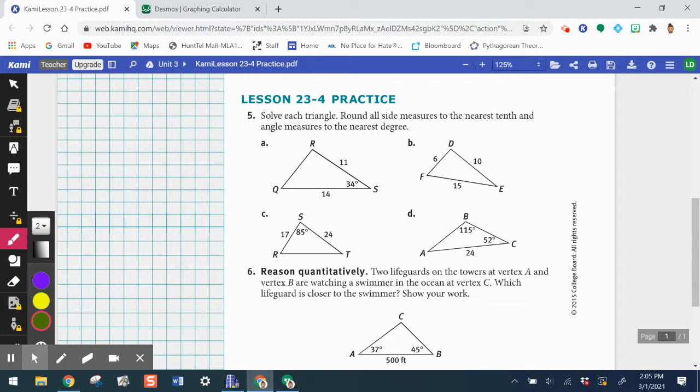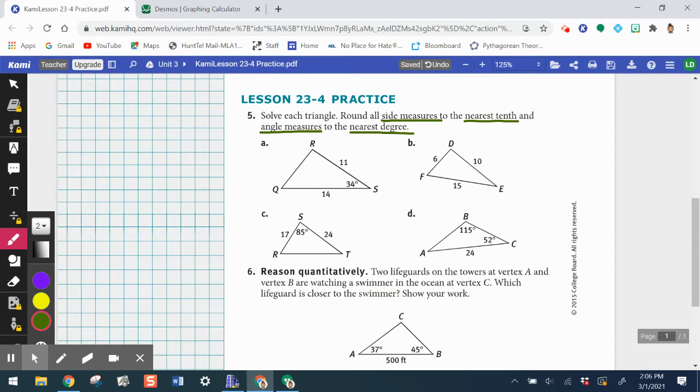So let's begin. Number 5 says solve each triangle. Remember, although that sounds rather vague, solve each triangle means find all unknown measures. So if we don't have 3 side lengths and if we don't have 3 angle measures, we need to continue to do what we call solve each triangle. Notice it says round all side measures to the nearest tenth. That's very important to note. And all angle measures to the nearest degree. So we're going to round sides to the tenth, angles to the degree.